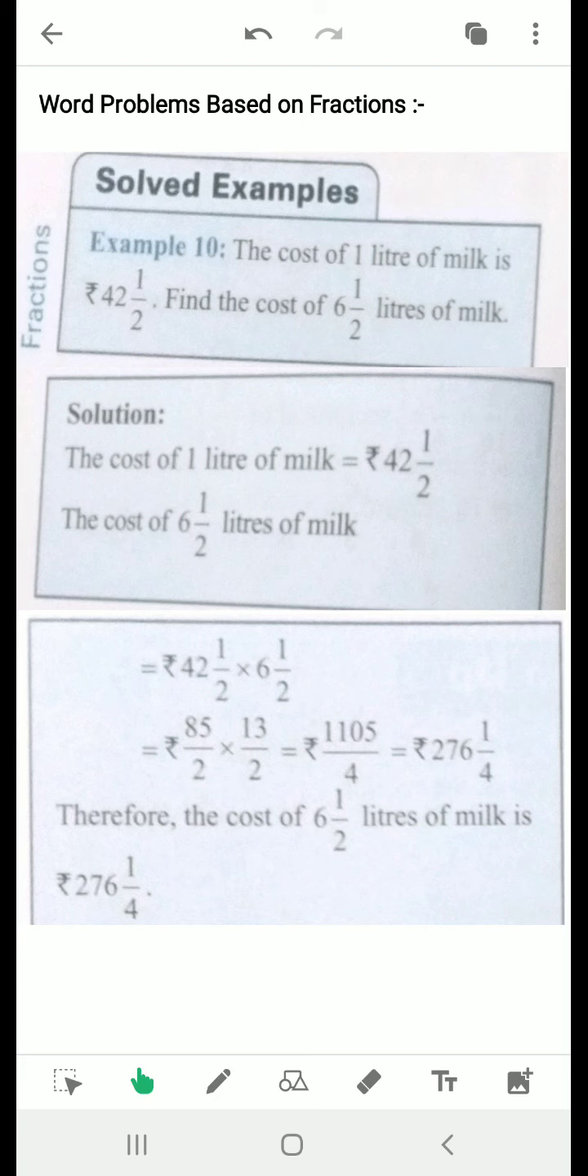So we will multiply. The cost of 1 liter of milk is 42 and half, then the cost of 6.5 liters of milk will be more. Then we will multiply. So multiply 42 and half by 6 and half, and you know how to multiply fraction, and afterwards you will get your answer. Therefore the cost of 6.5 liters of milk will be 276 1 upon 4.